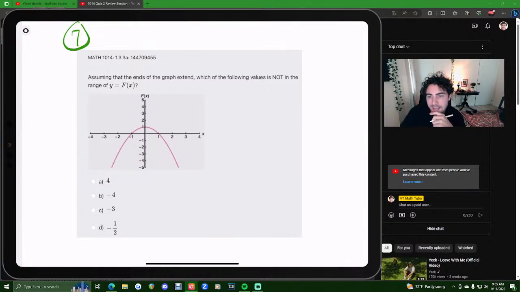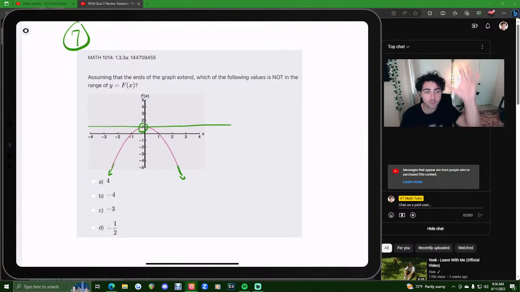Assume that the ends of the graph extend. Which of the following values is not in the range of y equals f of x? So assuming this graph extends, going down to the left and down to the right, forever, we can make the educated assumption that the maximum value, the highest value this graph will attain, is y equals 1. It's passing through y equals 1 right there, right? But it's not going to hit any y values above y equals 1.